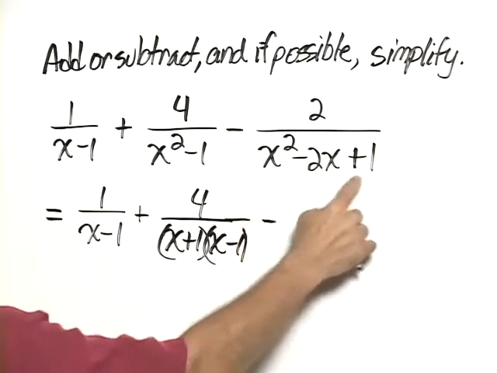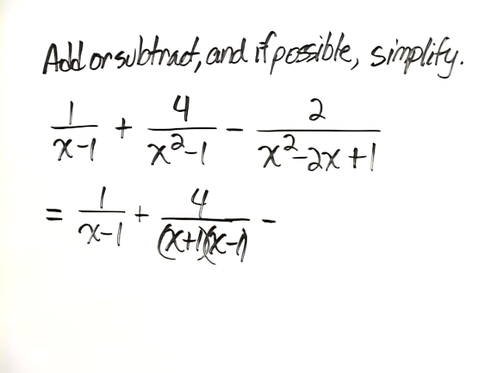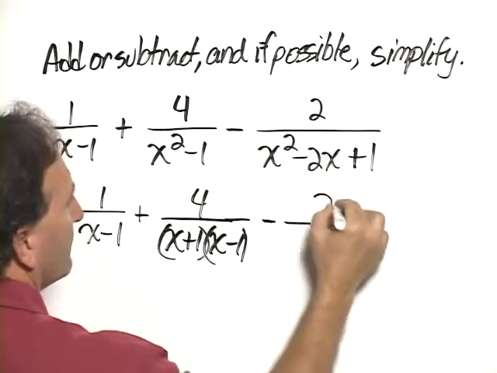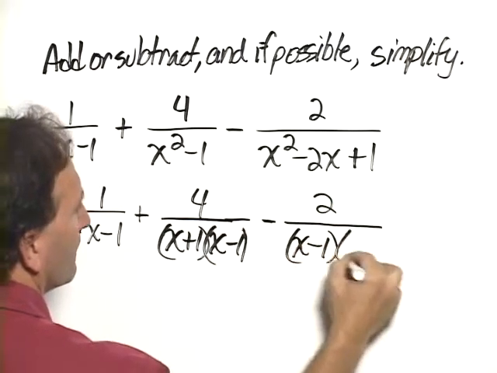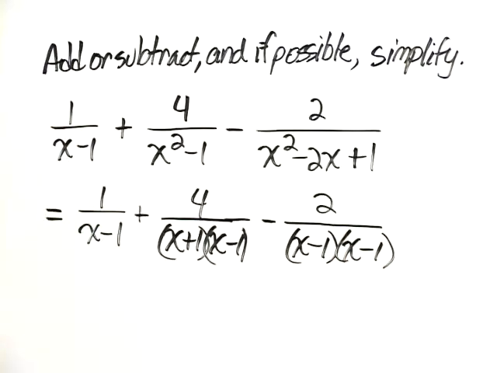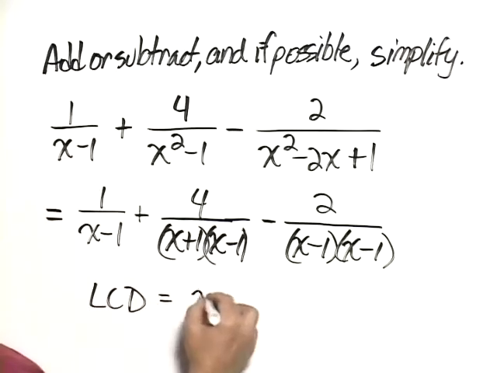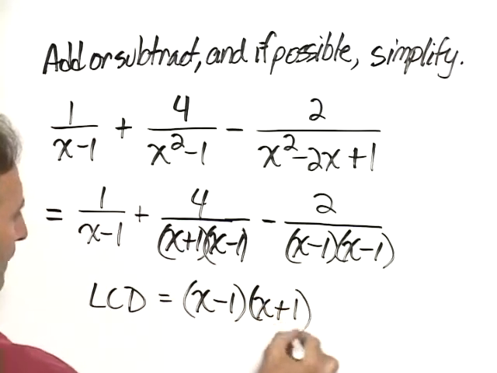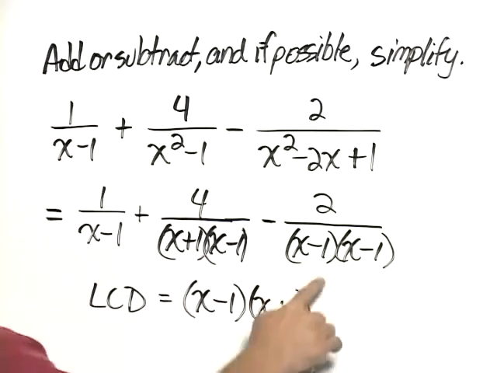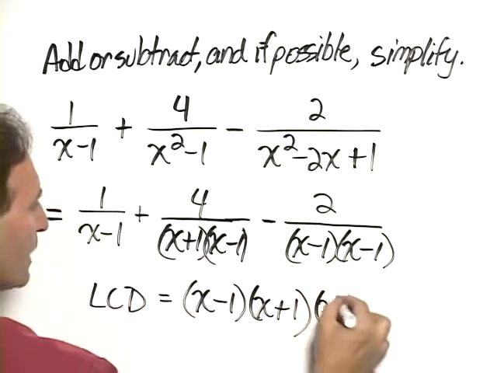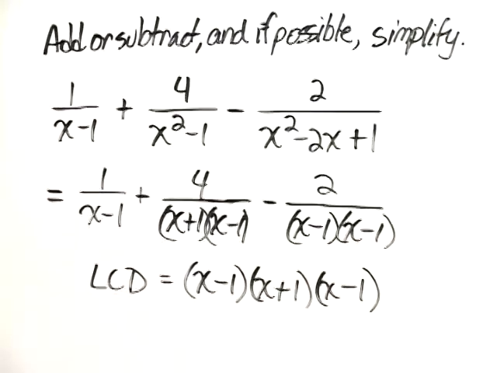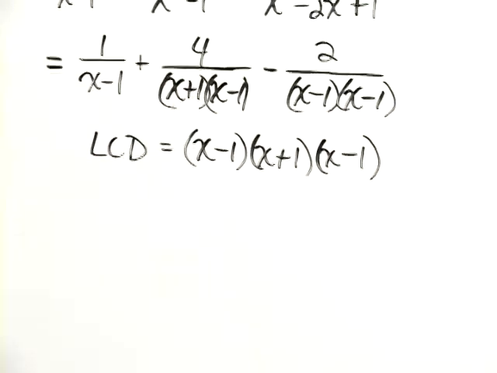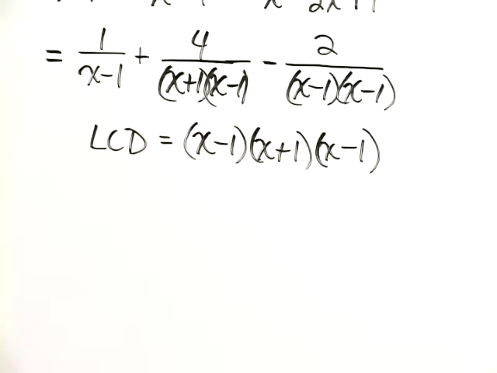X squared minus 2x plus 1 is a perfect square trinomial, and it factors as x minus 1 times x minus 1. So our LCD would then be, well, we need x minus 1 from here. We need this x plus 1. We already have the x minus 1, but when we get to here, we see that we have two x minus 1s, so we need to include a second one. So that's our LCD.